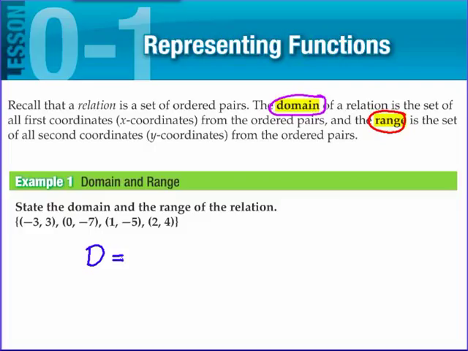So, D equals, and now what I need to do is find all of my first coordinates. I start with -3, 0, 1, 2. So that would be my domain, -3, 0, 1, 2. But if you remember, I said we were going to use some special notation. I need to use set notation, which is right there. After you write down all those numbers, you need to put those little squiggles, and those mean sets. Okay, so that's the domain.